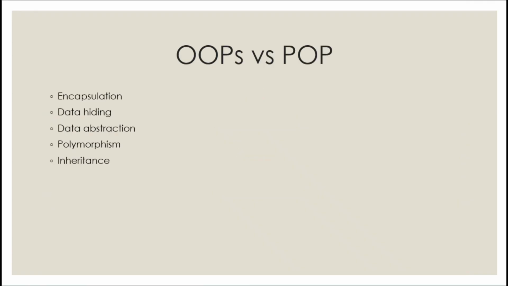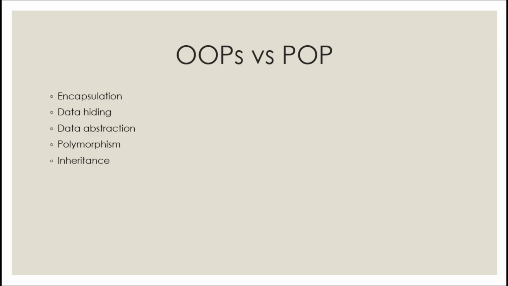Now let's talk about object-oriented programming and procedure-oriented programming. Object-oriented programming is an approach that gives more importance to the data than procedure. The difference between object-oriented programming and procedure-oriented programming lies in their approach, data handling, modularity, reusability, security, and their real world modeling.